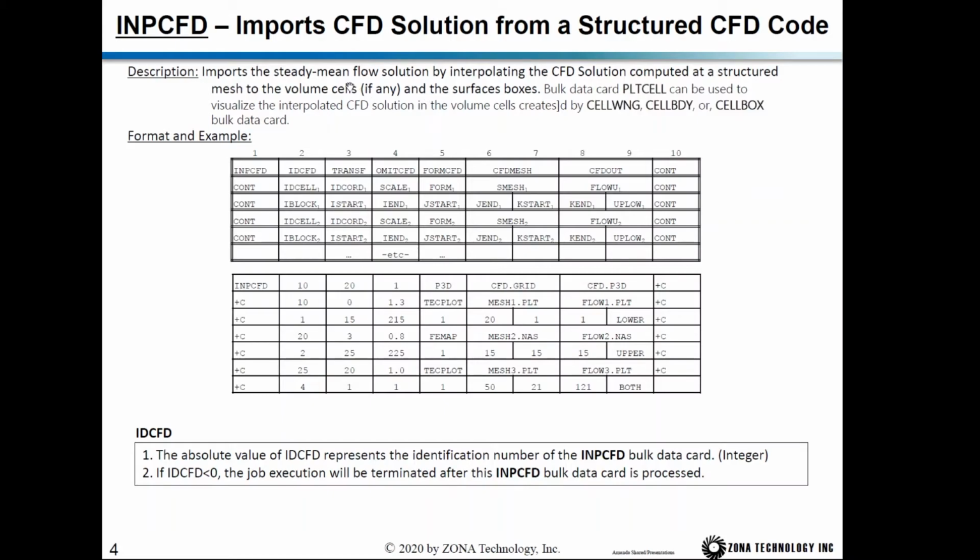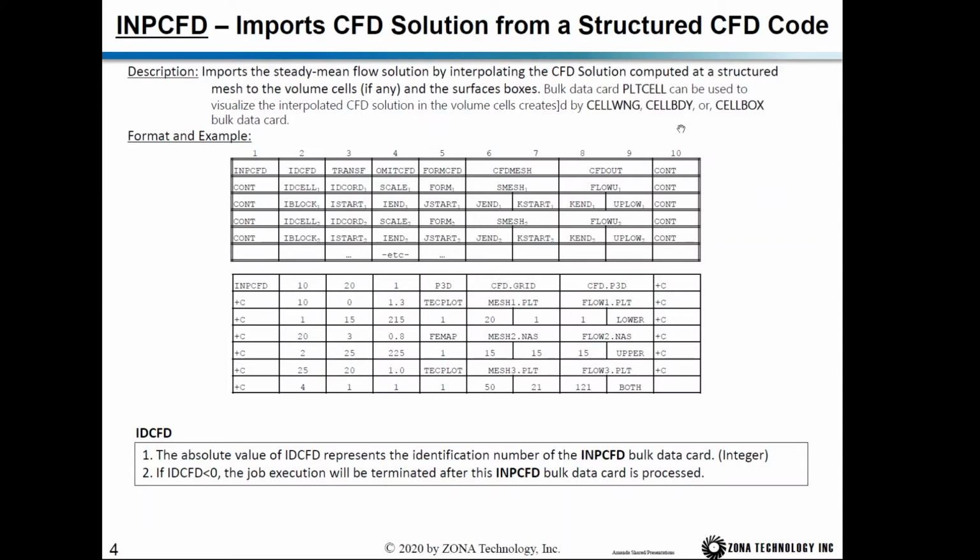So you import the steady mean flow solution by interpolating the CFD solution computed on a structured mesh to the volume cell of the Z-Tran model. And the beta car plot cell can be used to visualize the imported CFD solution in the volume cell created by the cell wing, cell BDY, and cell box.